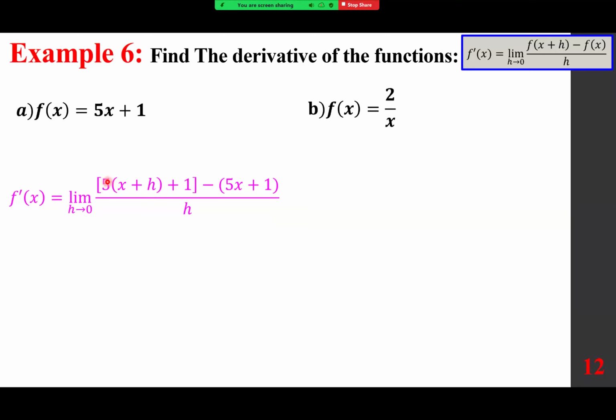Distribute, you get 5x plus 5h plus 1 minus 5x minus 1. 5x and minus 5x cancel each other. 1 and negative 1 cancel each other. So you're left with 5h. The h drops from the top and the bottom. The limit of 5 as h approaches 0 is 5.